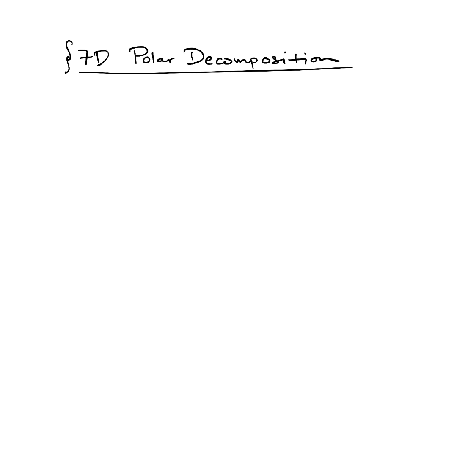This is our first video in our final section of Math 406. This is section 7D on polar decomposition. Let's get started. The purpose of today's video is to point out an analogy between the set of complex numbers and the set of linear operators on a finite dimensional inner product space.